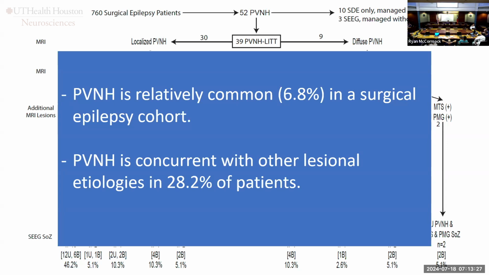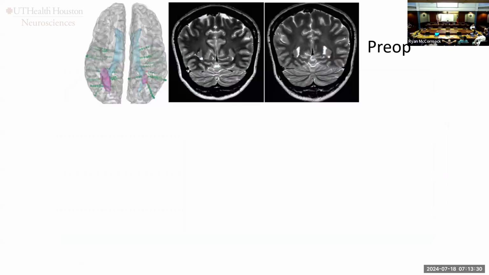So back to our patient earlier, these are two additional coronal scans. This is in a wire overlay of the brain. The blue is the ventricles. The purple or pink is the actual PVNH. And then the green, you can see the different SEEG electrodes with high density sampling of the nodules.